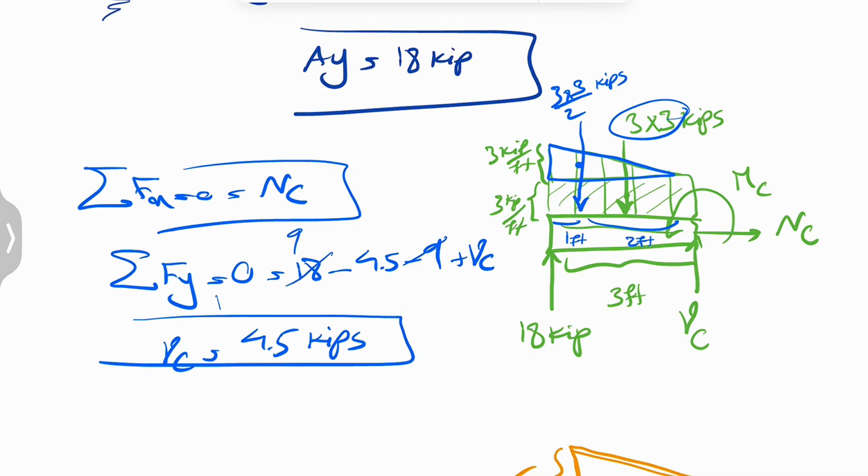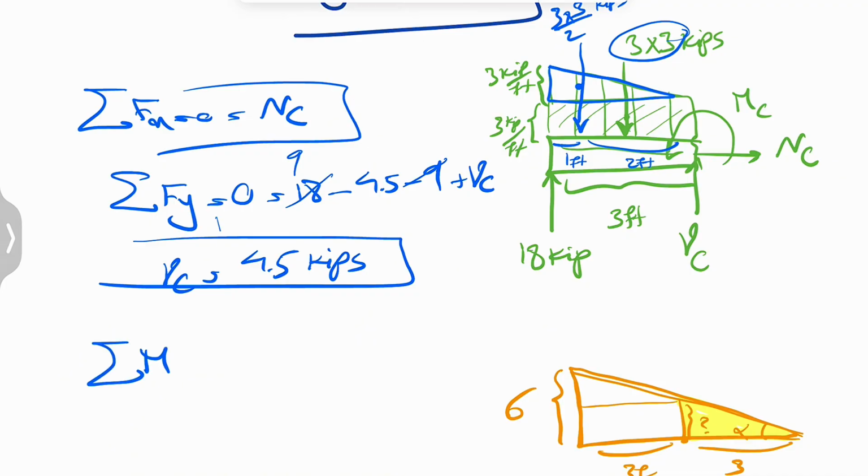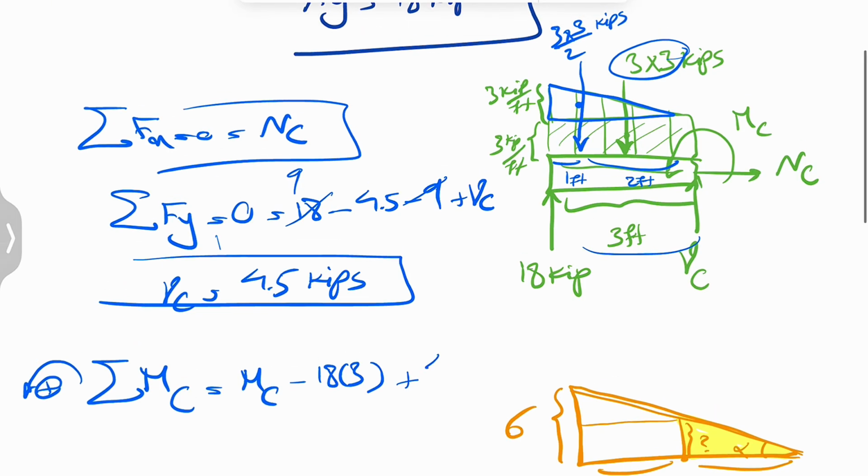And last thing is our moment. We can do it about point C. Again, don't forget the sign convention. So we have the MC. We assume this counterclockwise, so we'll see what happens. We have the moment of 18, which is clockwise, so negative 18 times 3. The distance is 3. We have the moment of 4.5, which is counterclockwise, times 2.